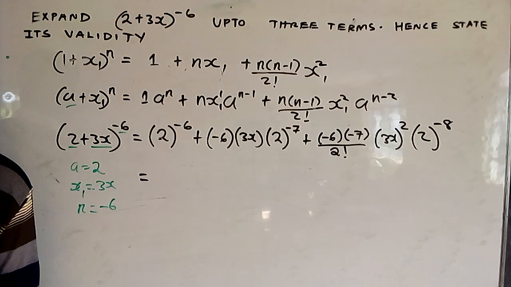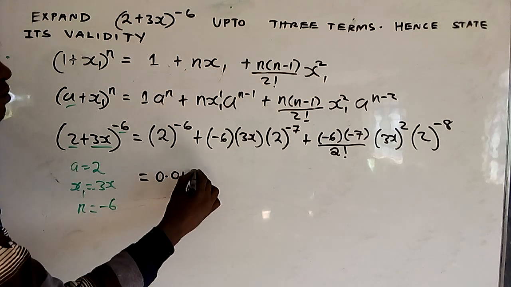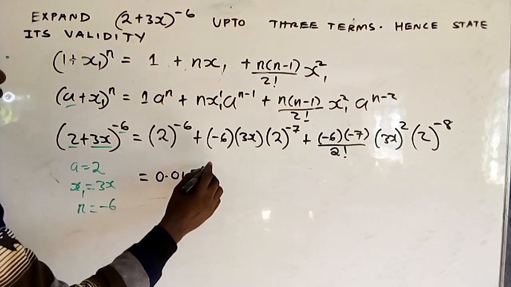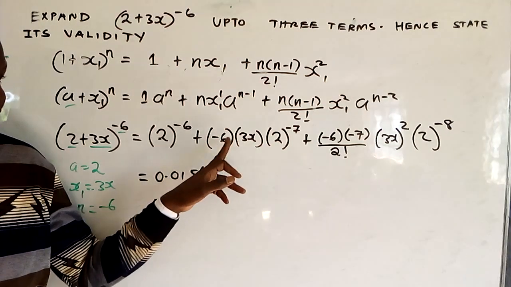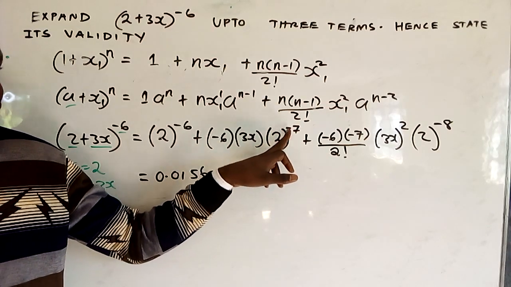What is 2 raised to negative 6? Two raised to negative 6. 0.015156. Like that? Yes. Okay. Then go here. Now start here. Start with the numbers part. Negative 6 times 3. Negative 18. Negative 18 times 2 raised to negative 7.